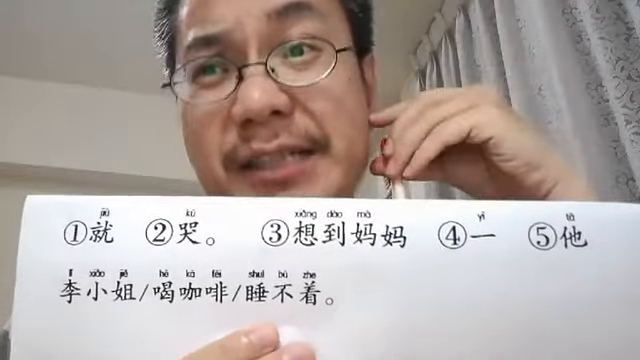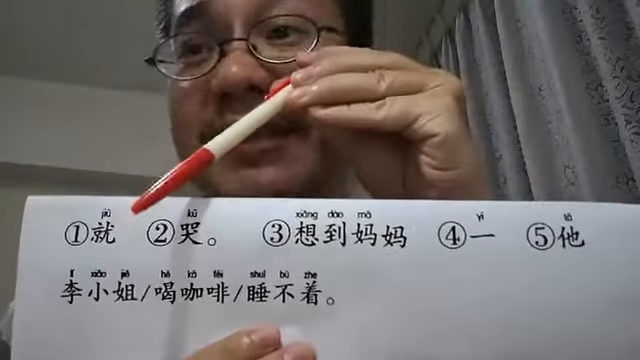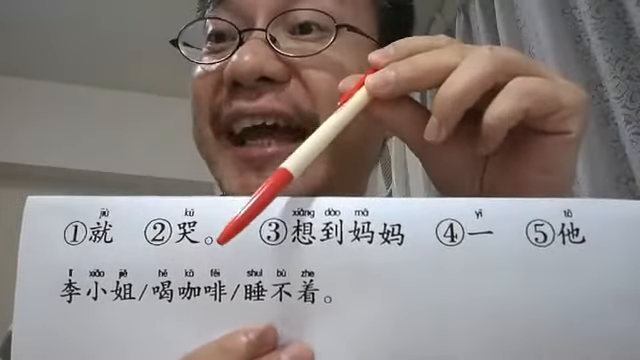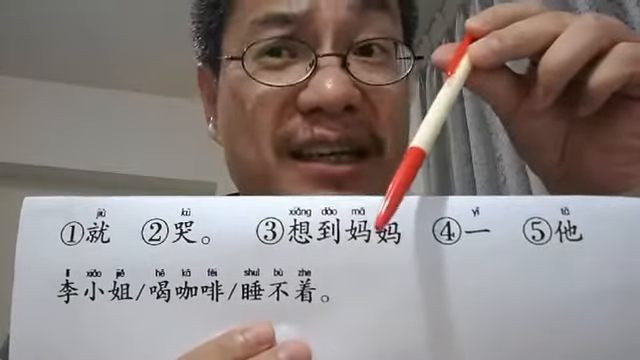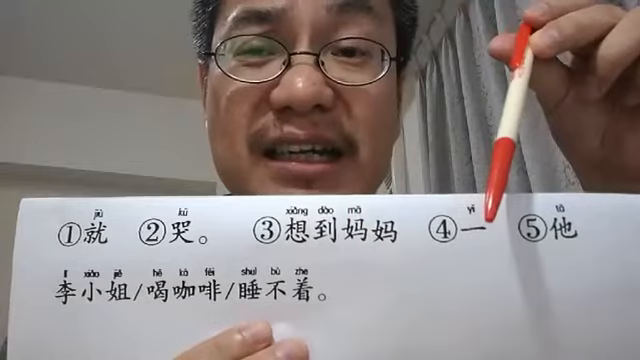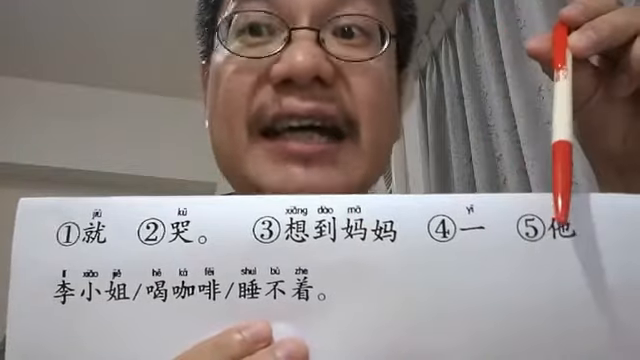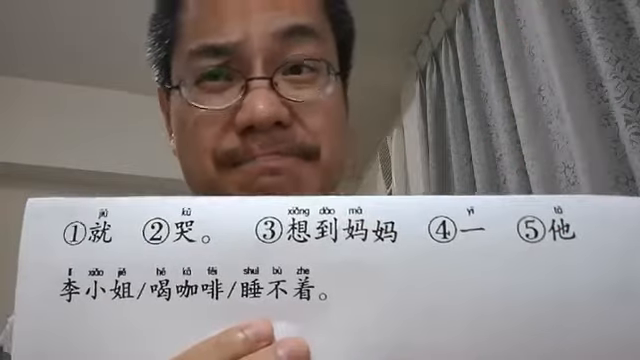Maybe I should explain it in English. 就 means then, 哭 to cry, 想到妈妈 think of mother, 一 like as soon as, 他 he. 5 seconds.